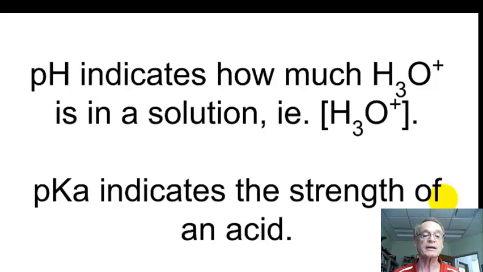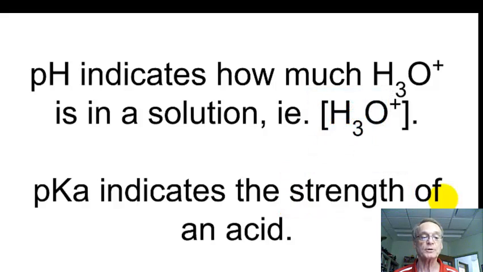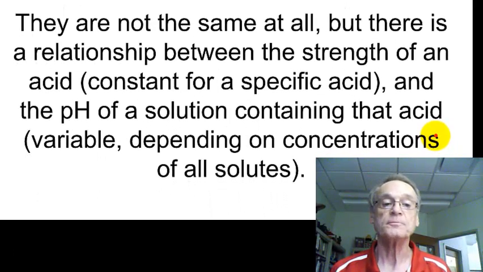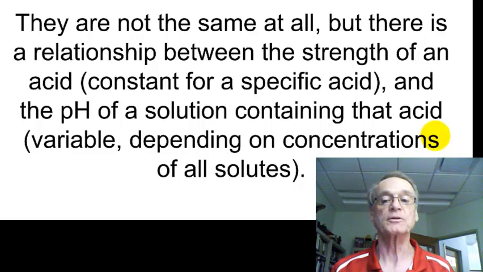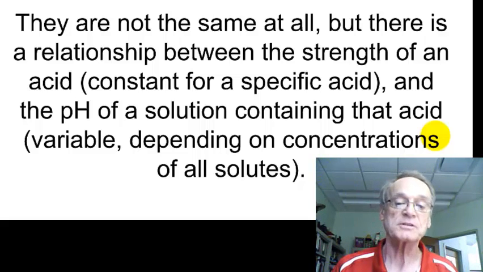pKa, on the other hand, is a constant and it indicates the strength of a particular acid. So acetic acid has a particular pKa, mandelic acid has a particular pKa, and so on. Every acid has its own pKa and you can look it up. So it's a constant for a particular acid. Now, as I said, these are not the same thing at all, but there is a relationship between them. Specifically, there's a relationship between the strength of an acid and the pH of a solution containing that acid.